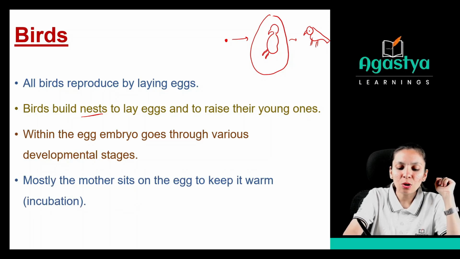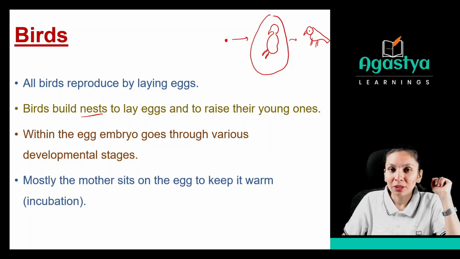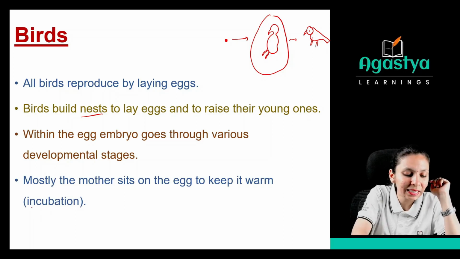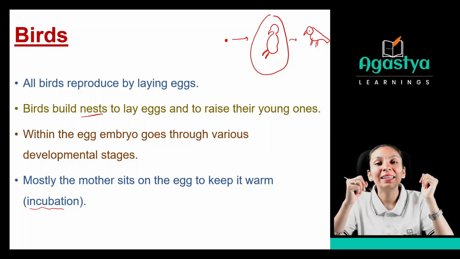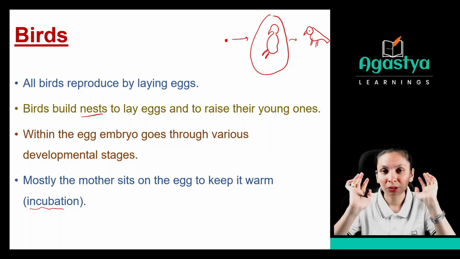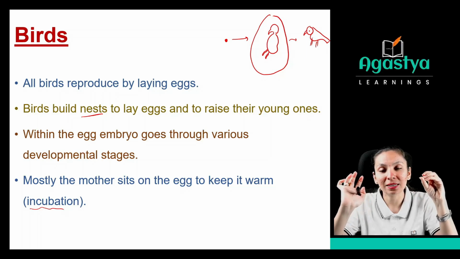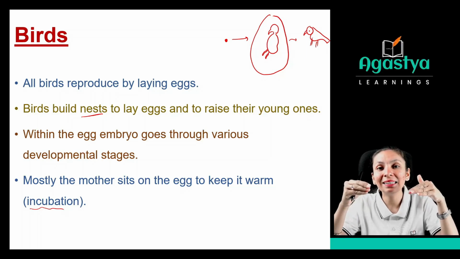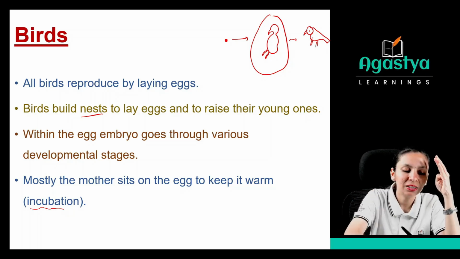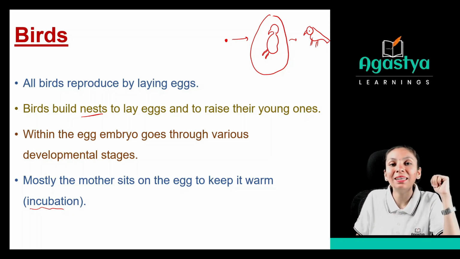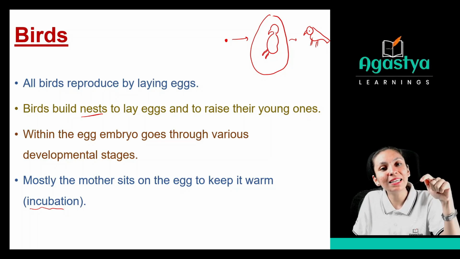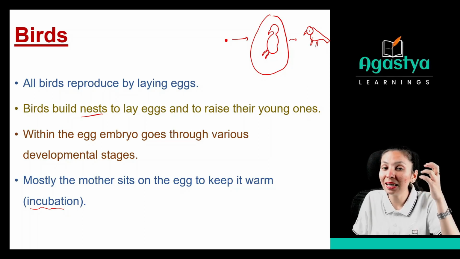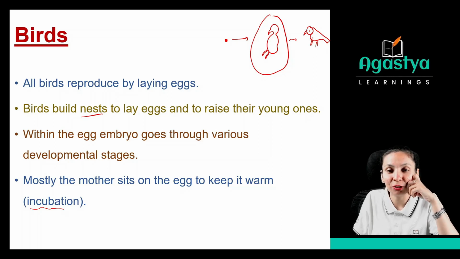Mostly the mother sits on the egg to keep it warm. You know this process? That is incubation, because they require some warmth to mature, to get some nutrients, right? And to activate the enzymes which are present in that nutrient structure. For that, they have to provide incubation. And for this incubation, mostly the mother will sit on the egg, because mothers have more love for their child, na?